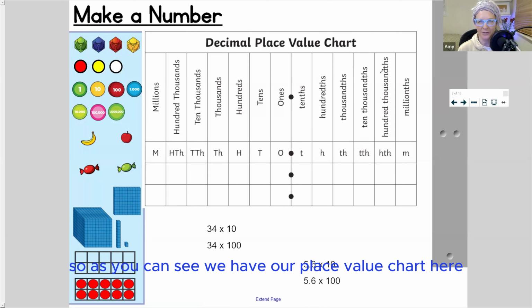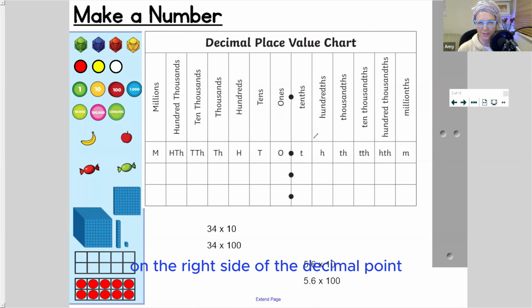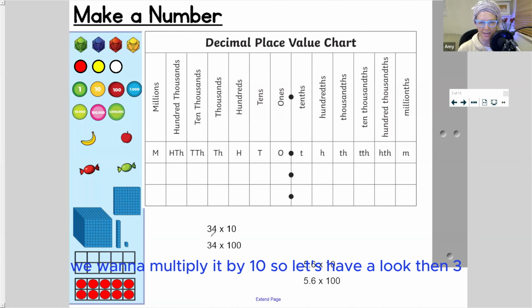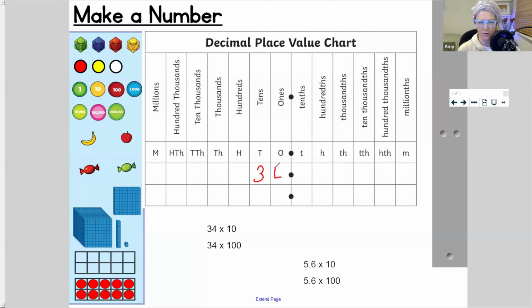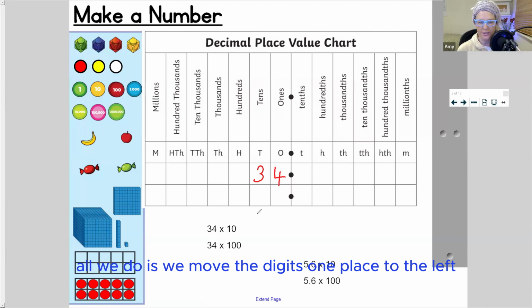Right, so as you can see, we have our place value chart here. We've got decimals on the right side of the decimal point, and then we've got whole numbers, or integers, on this side. The first one here is going to be 34, and we want to multiply it by 10. So let's have a look then. 3, 4, so we've got 3 tens and 4 ones.